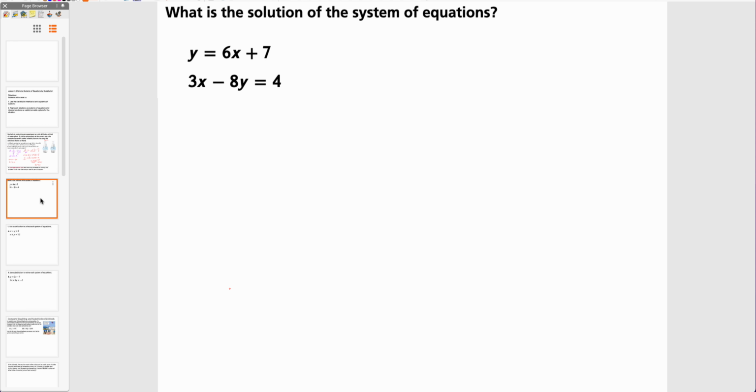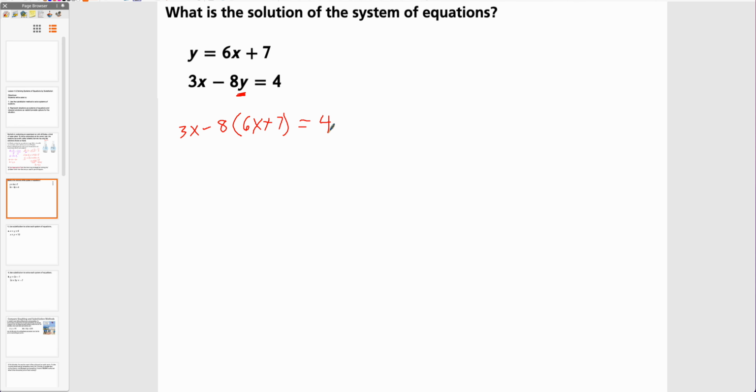So, what is the solution to the system of equations? Well, we're just gonna work through some examples. I know what y is. y is 6x plus 7. So what can I do with that? Put that in the other equation, so I can substitute 6x plus 7 in for y. So 3x minus 8 times 6x plus 7 equals 4.